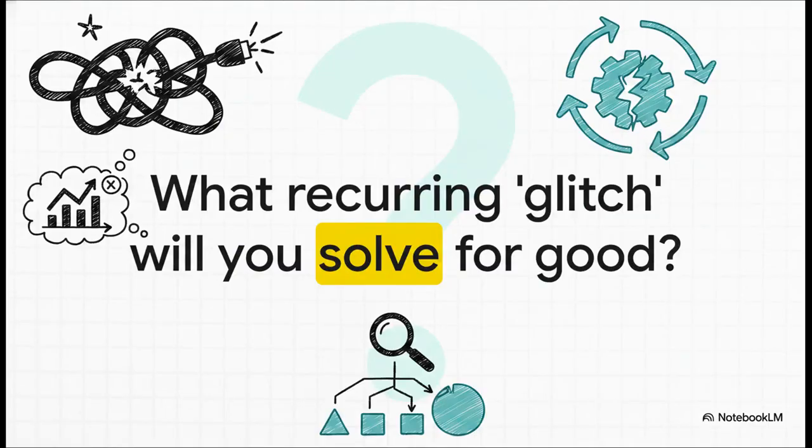So I'm going to leave you with a question. I want you to think about that one annoying glitch you deal with. You know the one I'm talking about. That report that's always just a little bit off, or that known issue that everyone on the team has just kind of learned to live with. My question is, what recurring problem are you going to go out and solve for good?